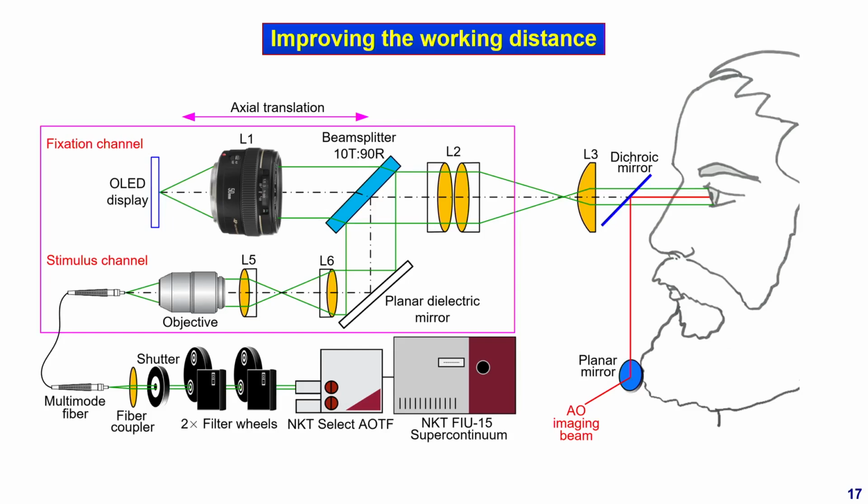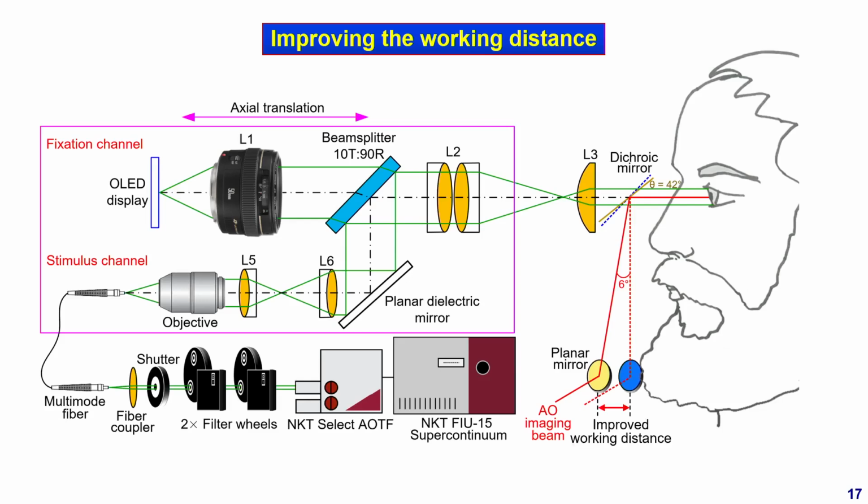The working distance is not only related to the eye, but also related to the subject's chin and beard. The subject's beard should not touch the mirror that reflects the AO imaging beam or block any imaging beam. To increase the working distance, we position the dichroic mirror at 42 degrees instead of the conventional 45 degrees, resulting in a slight tilt of the AO imaging beam by 6 degrees. The improved working distance is calculated to be 13 millimeters.